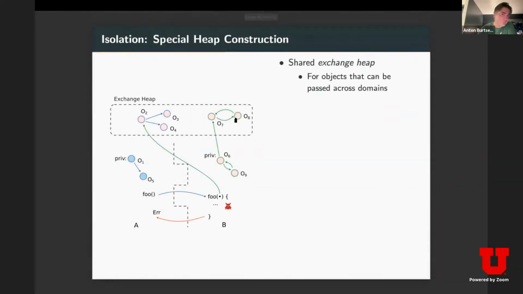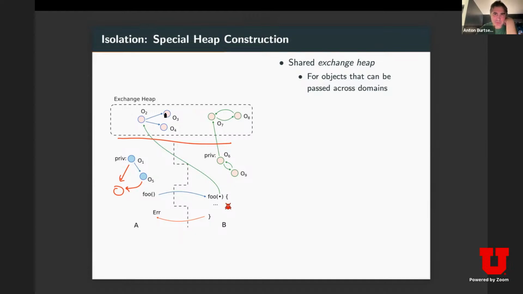So we set up this special heap construction. There will be a special exchange heap. Objects on the exchange heap are special because the private objects which live on private heaps can do whatever they want. They might even have bits of unsafe Rust, if there are some extensions which we trust, like reference counting. But the exchange heap is for the objects which we can pass across. It's very similar to Singularity. It was doing the same, and we do the same.